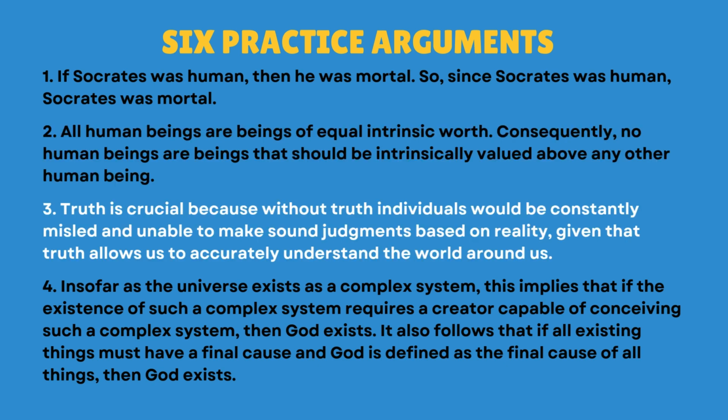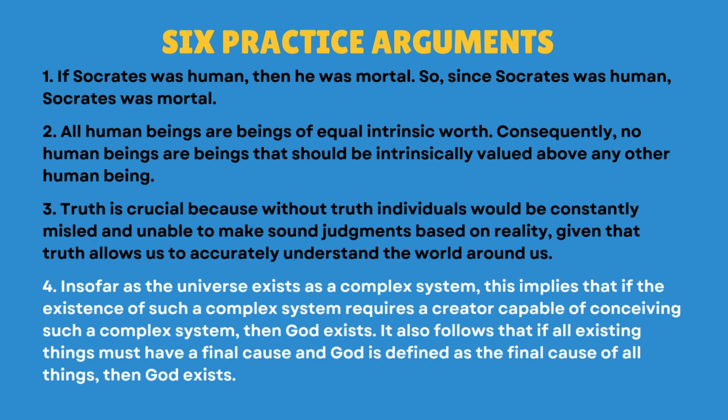Argument 3. Truth is crucial because without truth, individuals would be constantly misled and unable to make sound judgments based on reality, given that truth allows us to accurately understand the world around us. Argument 4. Insofar as the universe exists as a complex system, this implies that if the existence of such a complex system requires a creator capable of conceiving such a complex system, then God exists. It also follows that if all existing things must have a final cause and God is defined as the final cause of all things, then God exists.